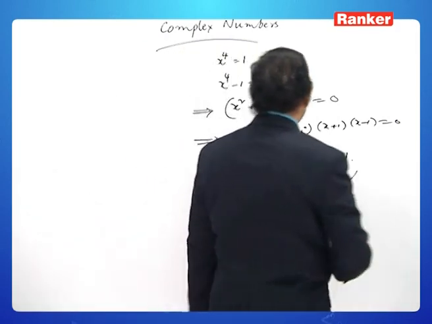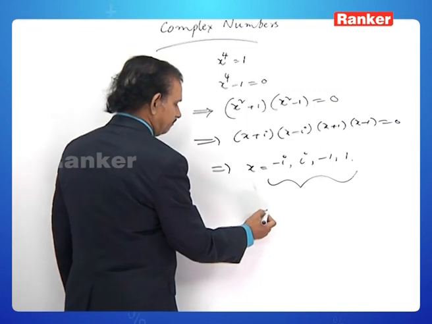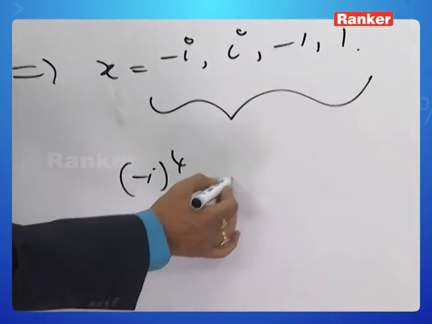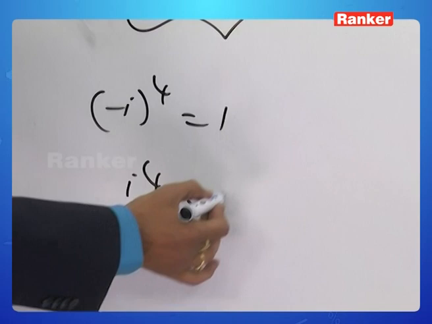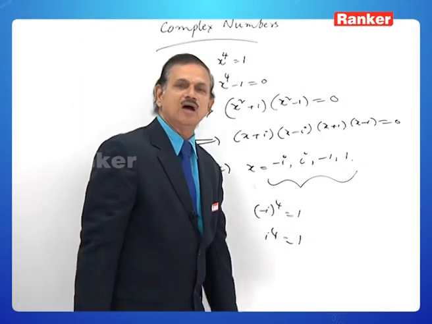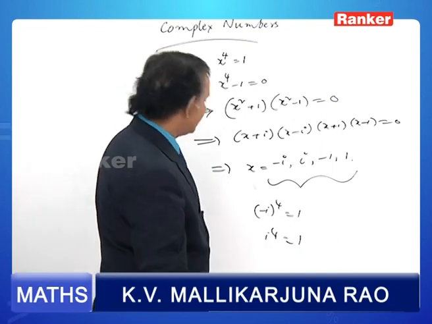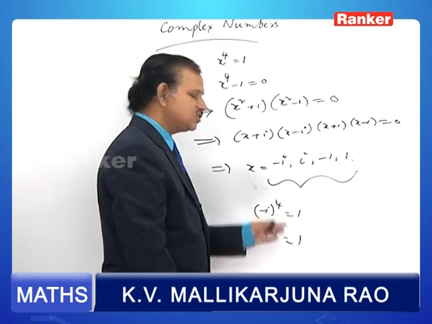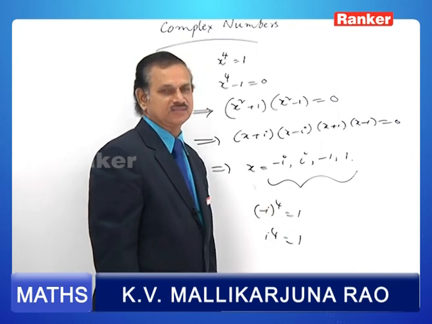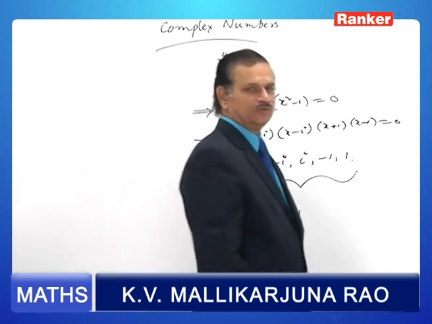As every one is a fourth root of unity, we can say (minus i) whole power 4 is 1, i power 4 is 1, (minus 1) whole power 4 is 1, and 1 power 4 is 1 also. Yes, we now observe the integral powers of i. What will be the general behavior of those things?